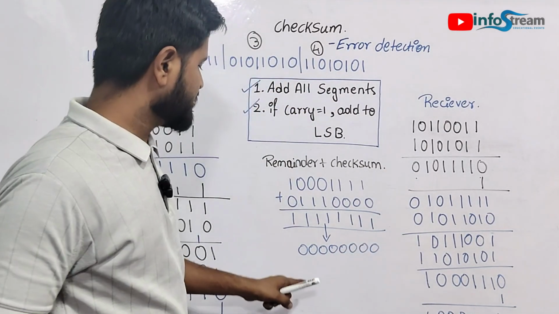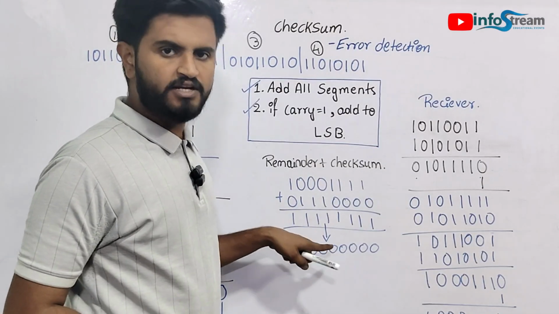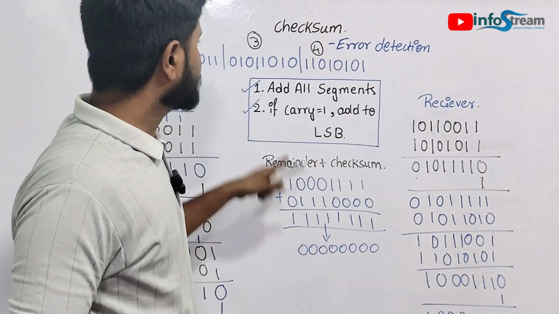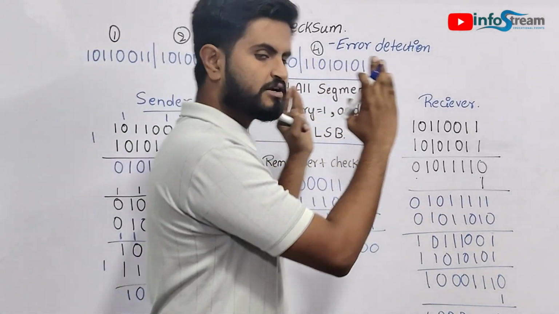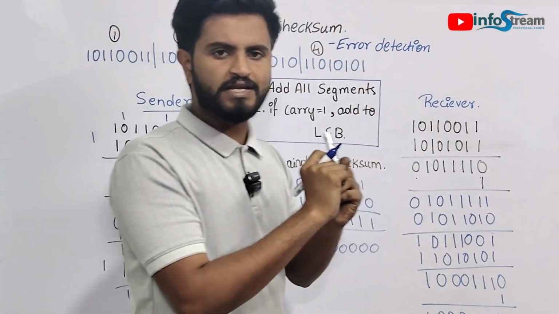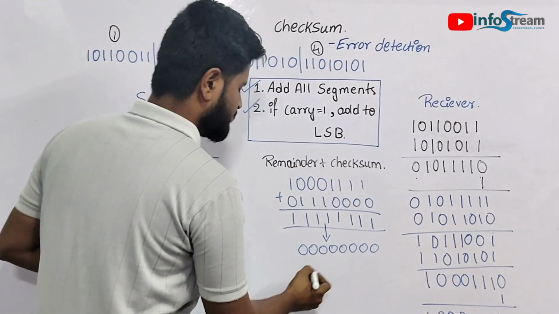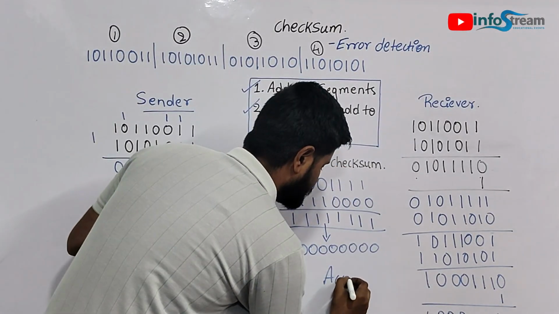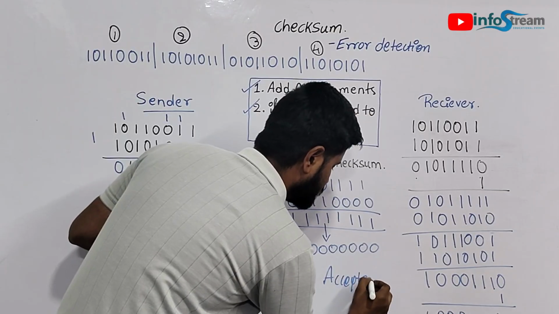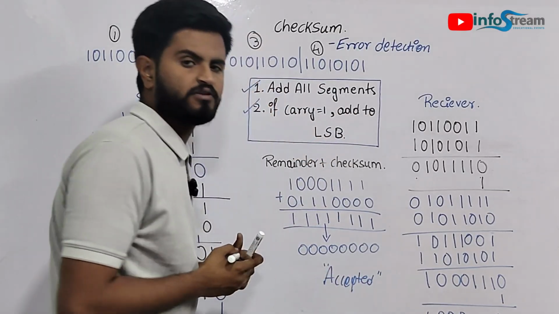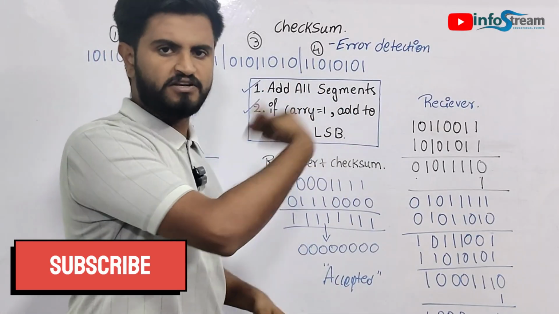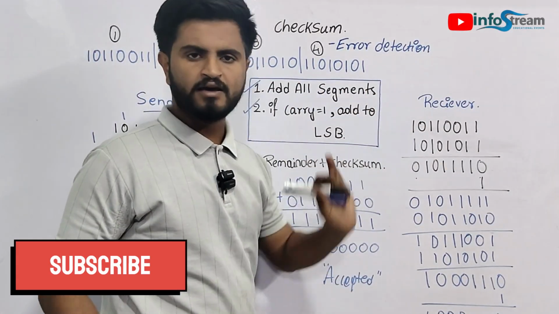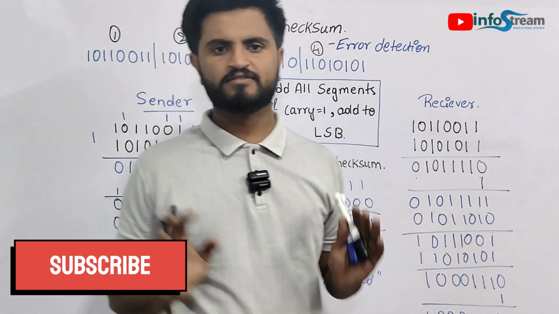So now if you see here, the 1 has been complemented into 0. So we can conclude that the message which we sent from the sender is perfectly received at the receiver side without any error detection. So we can write it accepted. So the message which has been sent from the sender without any error detected using the checksum has been received or accepted at the receiver side. So this completes the problem.